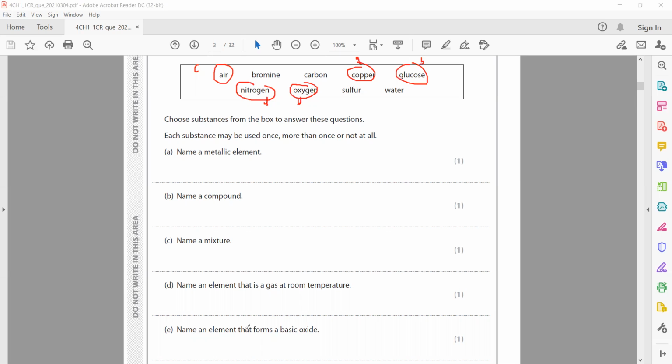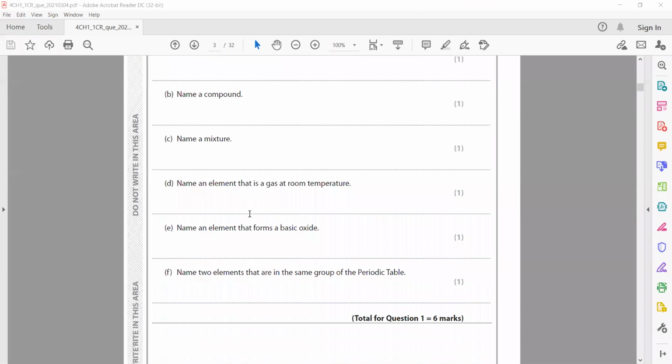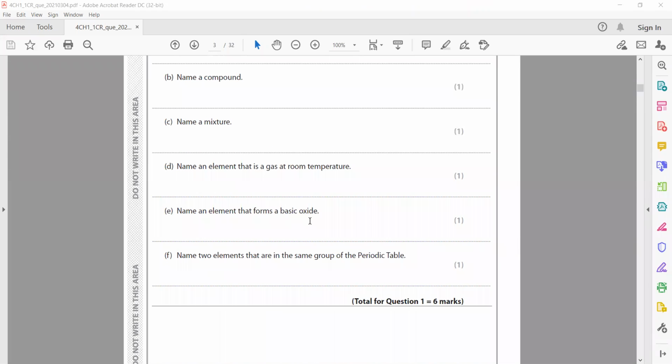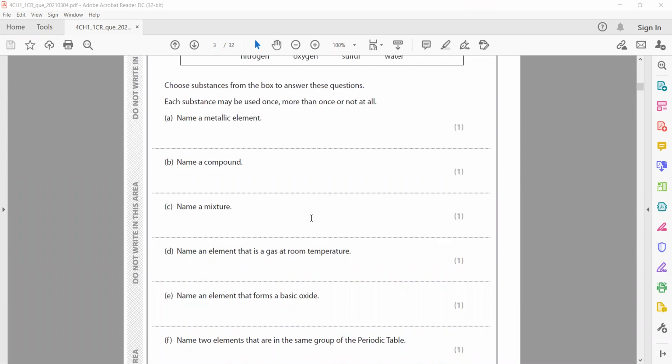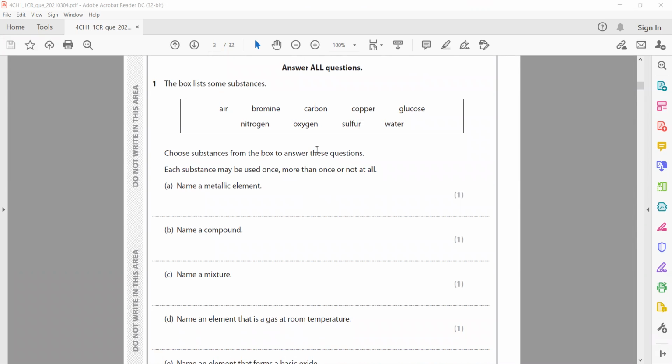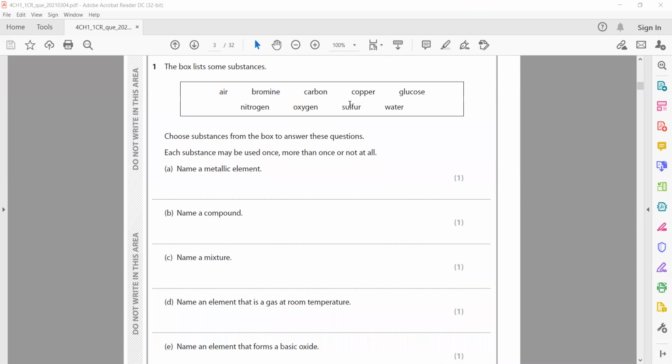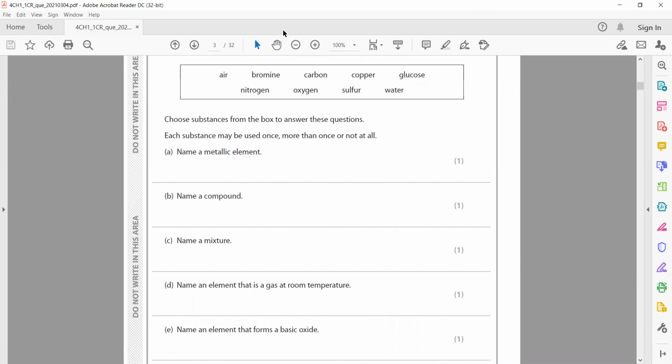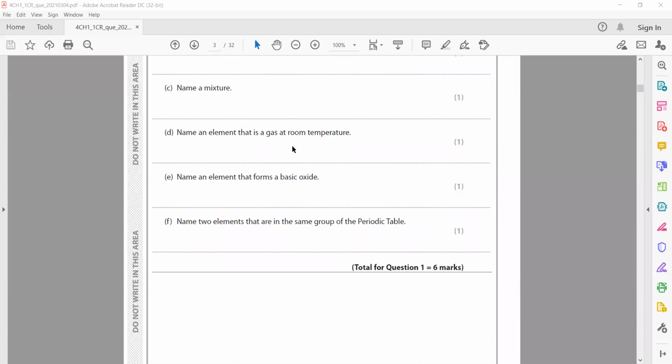And name an element that forms a basic oxide or metal oxide. So which one of them is a metal? We have copper as a metal, so again E will be there for copper. Name two elements that are in the same group of the periodic table. Oxygen and sulfur both belong to group 6, so we can write either oxygen or sulfur for the last part.